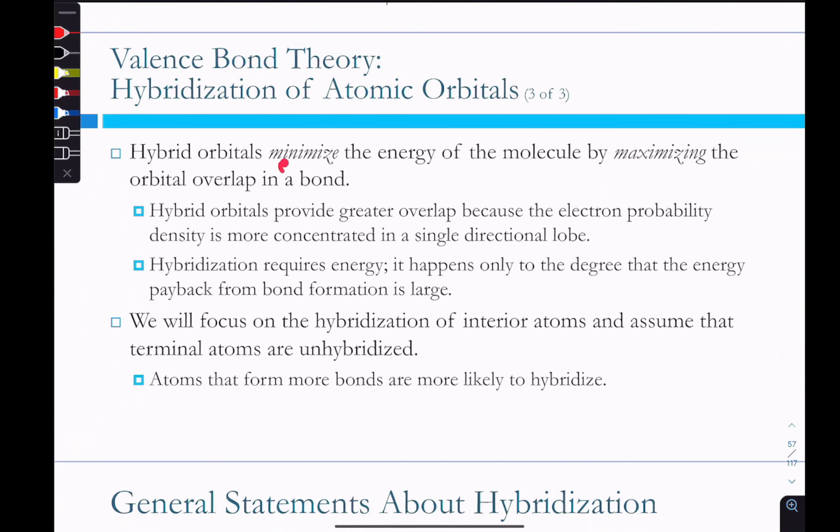Hybrid orbitals minimize the energy of the molecule by maximizing the orbital overlap in a bond. So it says if I can change my shape of this orbital, I can get better overlap and better coupling between those two electrons. And then your electron probability density is more concentrated in a single directional lobe. So the area where that electron is going to be more in between the two atoms that are actually forming a bond. And therefore also more shared.